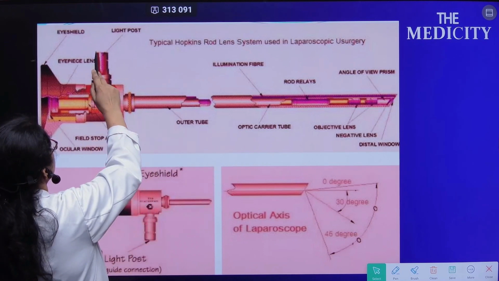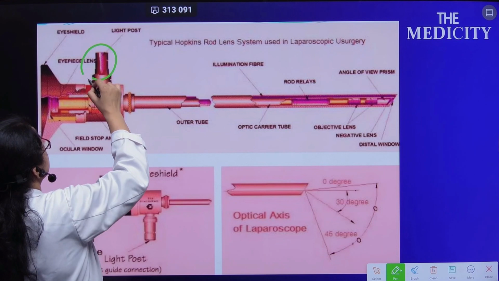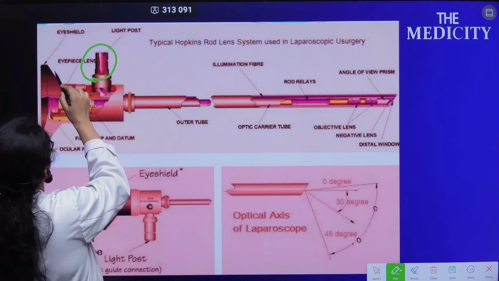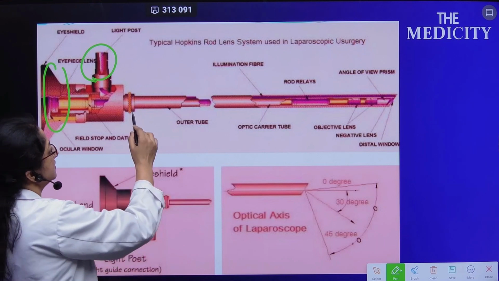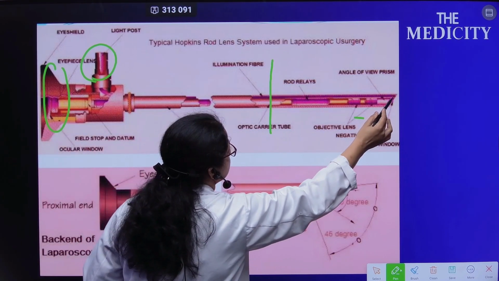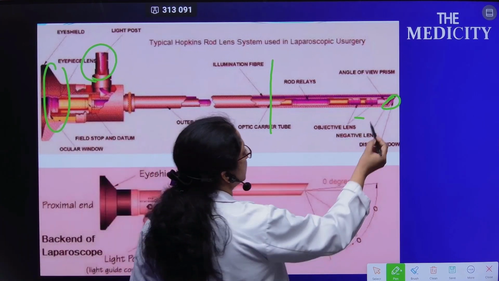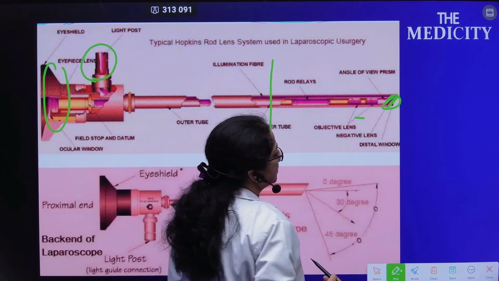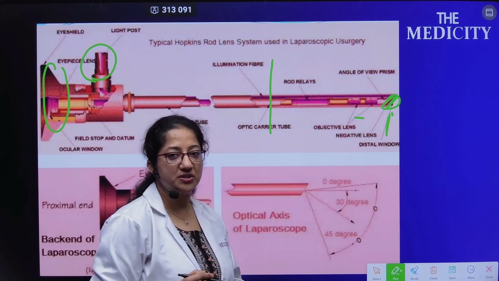So this picture tells us about the camera, the scope. This is the area where the light has to be fixed. This is the area where the light is fixed. This is the part where we attach the camera that goes to the monitor. This is the full scope. So half of it goes in the patient's abdomen, and this tip determines whether it is a 0-degree or a 30-degree lens. So if this slant, you can see that mostly is a 30-degree. If it is straight, then mostly it is a 0-degree scope.